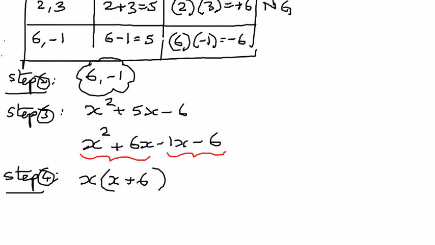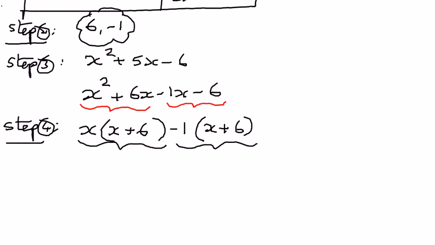And then similarly here in the second part, between negative x and negative 6, what is common? Negative 1 is common. If I pull out negative 1 from negative 1x, what is left? Positive x. If I pull out negative 1 from negative 6, what is left? Positive 6. So therefore now, if I look at these expressions, I have the answer.